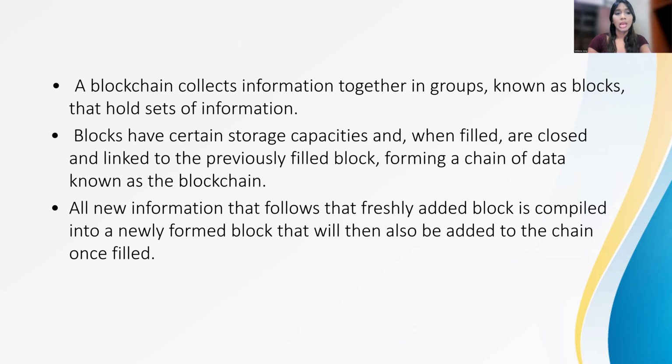But in case of a traditional database, all data or transactions are hidden from each other, and implementing the process is really costly. A blockchain collects information together in groups known as blocks, that's whole sets of information, and blocks have certain storage capacities which when filled are closed, and they are also linked to the previously filled block, forming a chain of data structures known as a blockchain. But in case of a traditional database, databases are really faster because user 2 cannot see what user 1 is doing. Basically, all the data or transactions are hidden from each other, and implementing is costly. So the databases are comparatively faster.